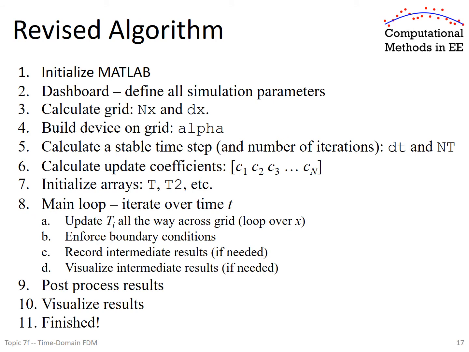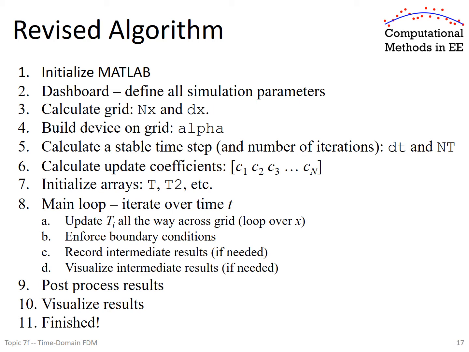Given all that, we can revise our algorithm. So we'll have our dashboard, initialize MATLAB, all that sort of stuff up front. The first work we'll do outside of the dashboard is to calculate our grid. How many points and what is the cell size? Step 4, we build the device on the grid. In this case, it's just calculating that alpha, the thermal diffusivity, as a function of position across our grid. So we'll have an array alpha.